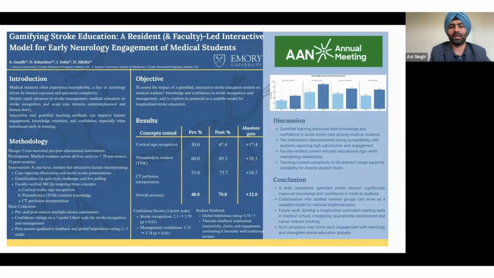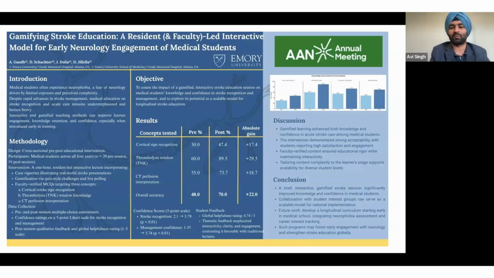Just to dive into how the questions were framed, the first was based on cortical sign recognition. Not just what cortical signs are, but what is the value of identifying cortical signs? What is the value of identifying a patient having aphasia, visual field neglect, or gaze preference, these signs being a surrogate for a large vessel occlusion, which translated to the need for a CTA and to the potential of mechanical thrombectomy being offered to a patient.